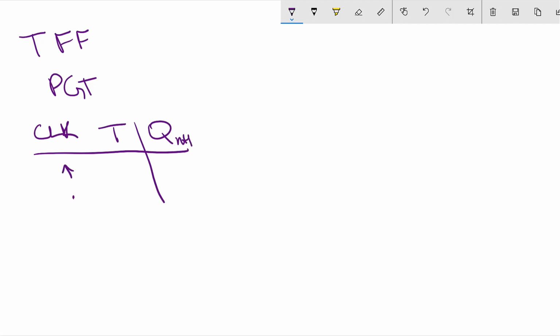So every time there's a positive transition, if T is 0, then we'll just get whatever Q was before. So this is our memory. If T is 1, it's going to toggle. So we're going to get Qn bar. So this is just our toggle state.